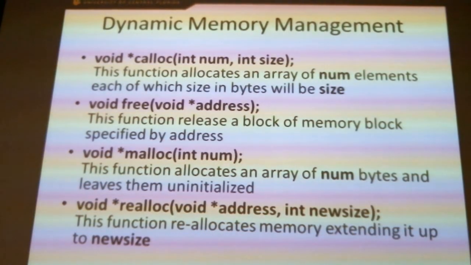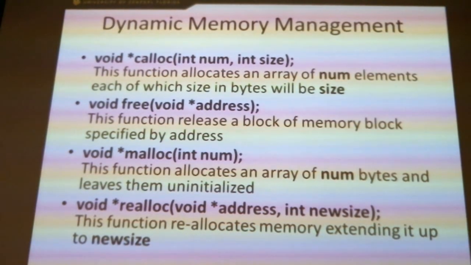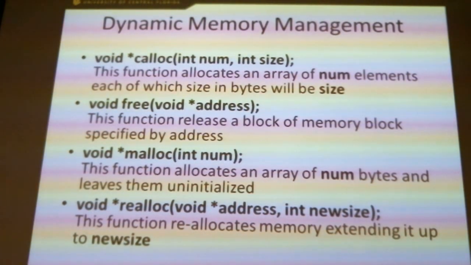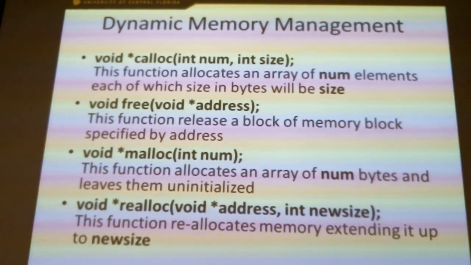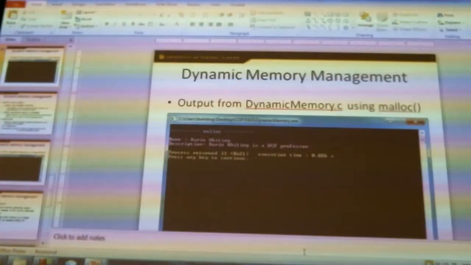Then we have malloc. Malloc is the one that you will see most commonly used. The important thing about malloc is that the data is uninitialized, which is the opposite of calloc. I have a slide here that talks about why you use one over the other. And finally, we have realloc. You need to change the size of it. For some reason, you find out you don't have enough memory allocated, so we change it to a different value. This is just my output from the code using my malloc.